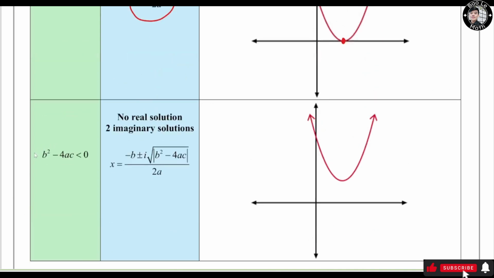In this situation, the quadratic function y equals ax squared plus bx plus c touches the x-axis. Now the third case: b squared minus 4ac less than 0. The quadratic equation has no real solution. In other words, the quadratic equation has two imaginary solutions. In this situation, the quadratic function does not touch the x-axis nor intersect the x-axis. It's above the x-axis.